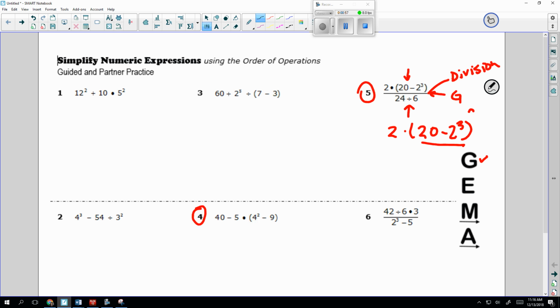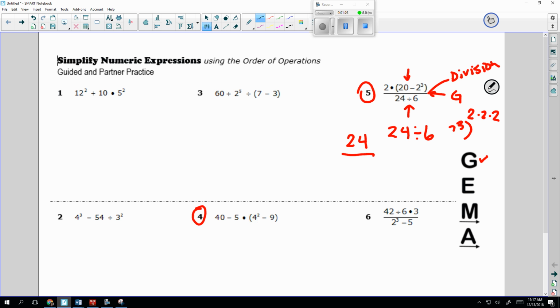So I know that 2 to the 3rd is 2 times 2 times 2, which is 8. So I have 20 minus 8, which is going to be 12. And that gives me 2 times 12, which I know is 24. So I know 24 is going to be on the top of my division problem. Okay, so 24 is on top, and then the last piece here is 24 divided by 6.